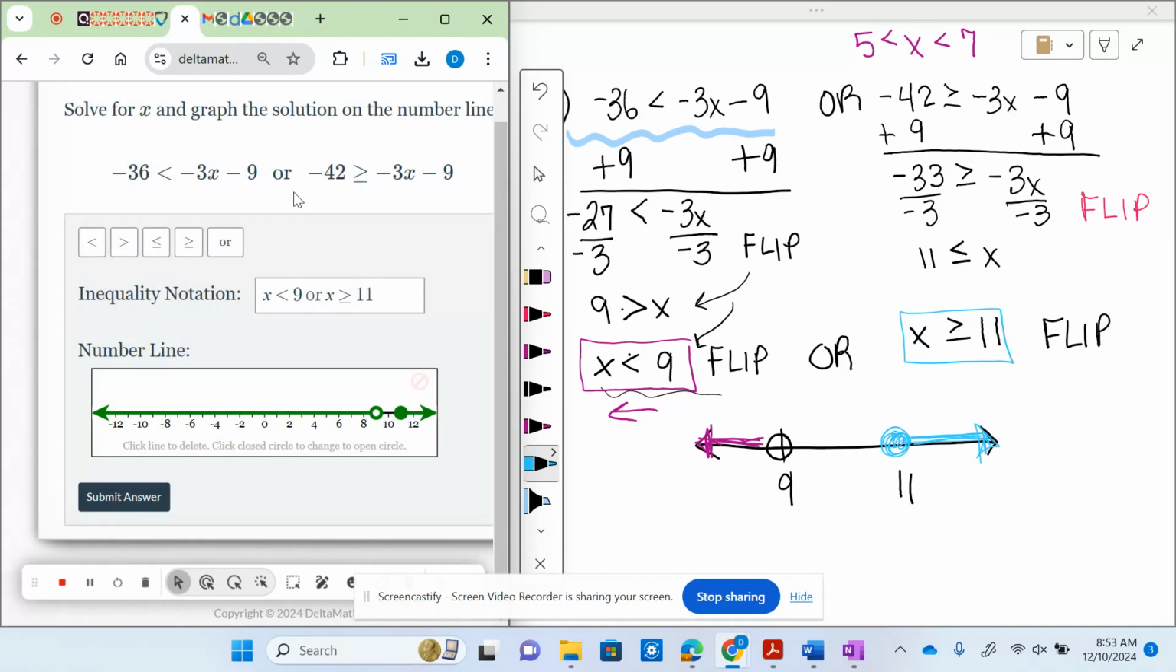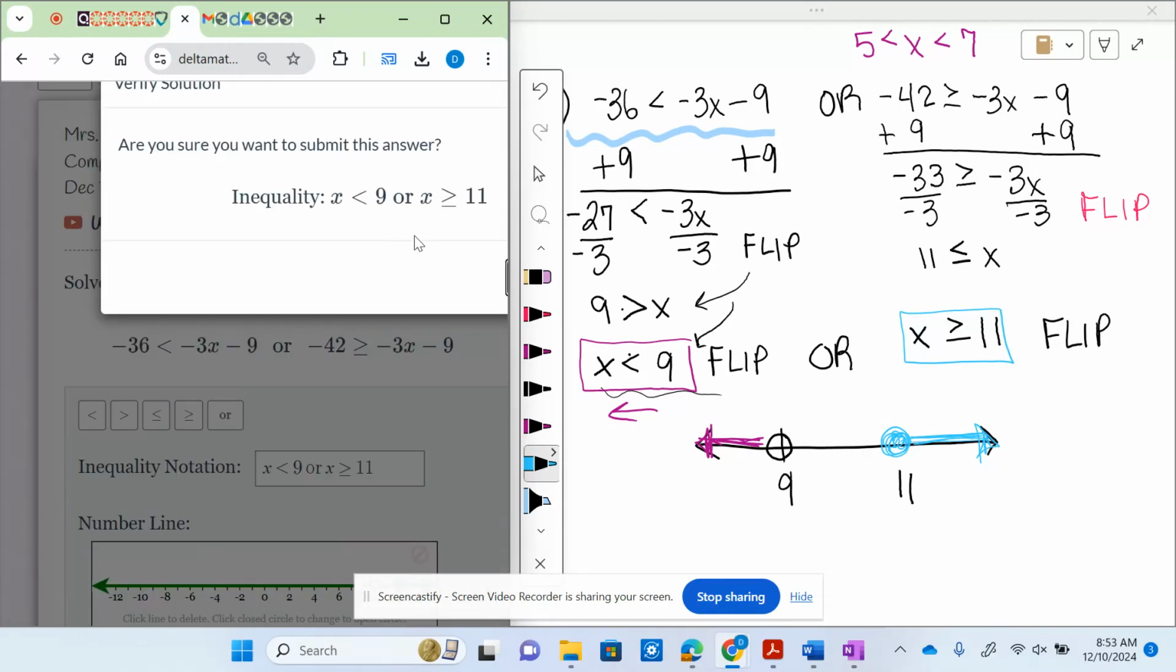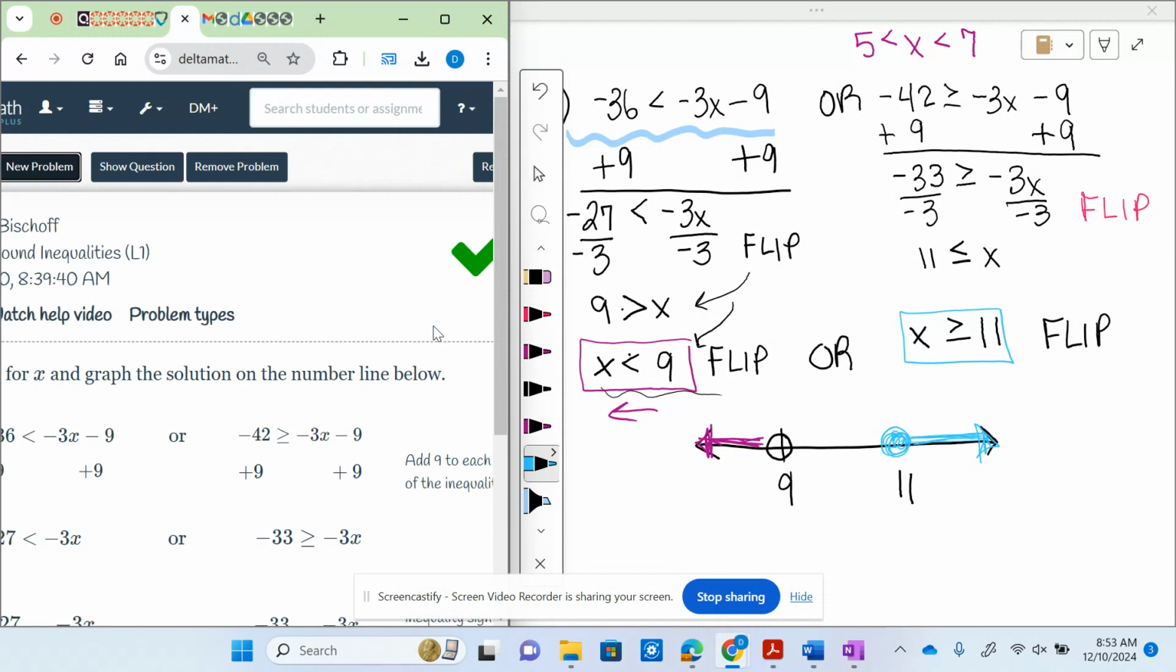Do we have that? You maybe don't have the closed circle. X is less than 9, or you don't have an X here, or X is greater than 11. Did you miss your X as well? Yes? Okay, who else got one that said it was wrong? When you put in your inequality, you have to name X.